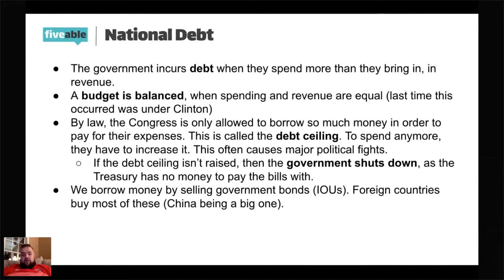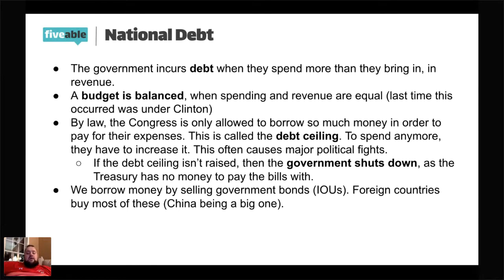By law, though, the Congress is only allowed to borrow so much money in order to pay for their expenses. That's what's called the debt ceiling. So there's literally a number. It's so many trillion right now. That's the debt ceiling, and Congress cannot borrow more than that. To do so, they have to increase it, and to do that, they have to change the law. So we do increase the debt ceiling throughout history. If not, we'd be in big trouble.